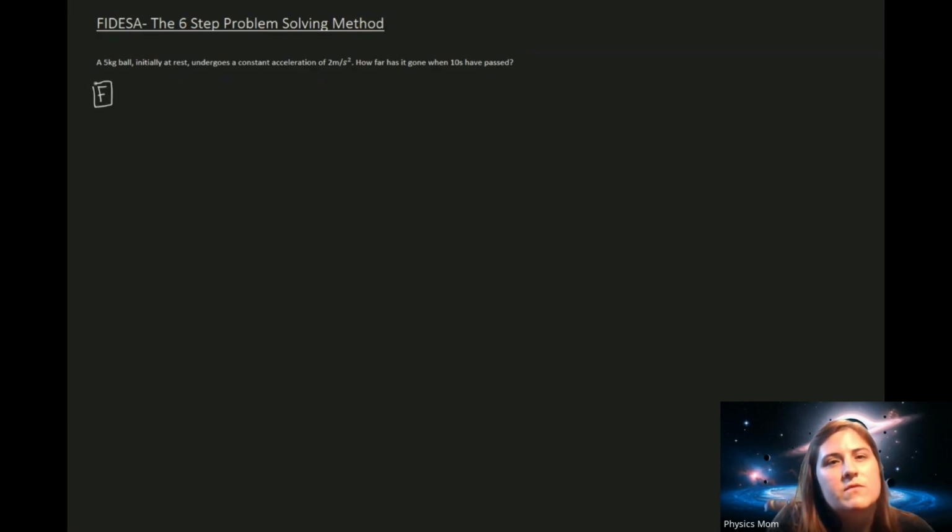You can kind of think of this as a simplification or restatement of what the problem is actually looking for. So our example problem here is a 5-kilogram ball is initially at rest. It undergoes a constant acceleration of 2 meters per second squared. How far has it gone when 10 seconds have passed? So the thing we are looking for is how far the ball goes. And I don't just want to restate, okay, how far does the ball go? I want to think in terms of the equations and the formulas I'm going to be using.